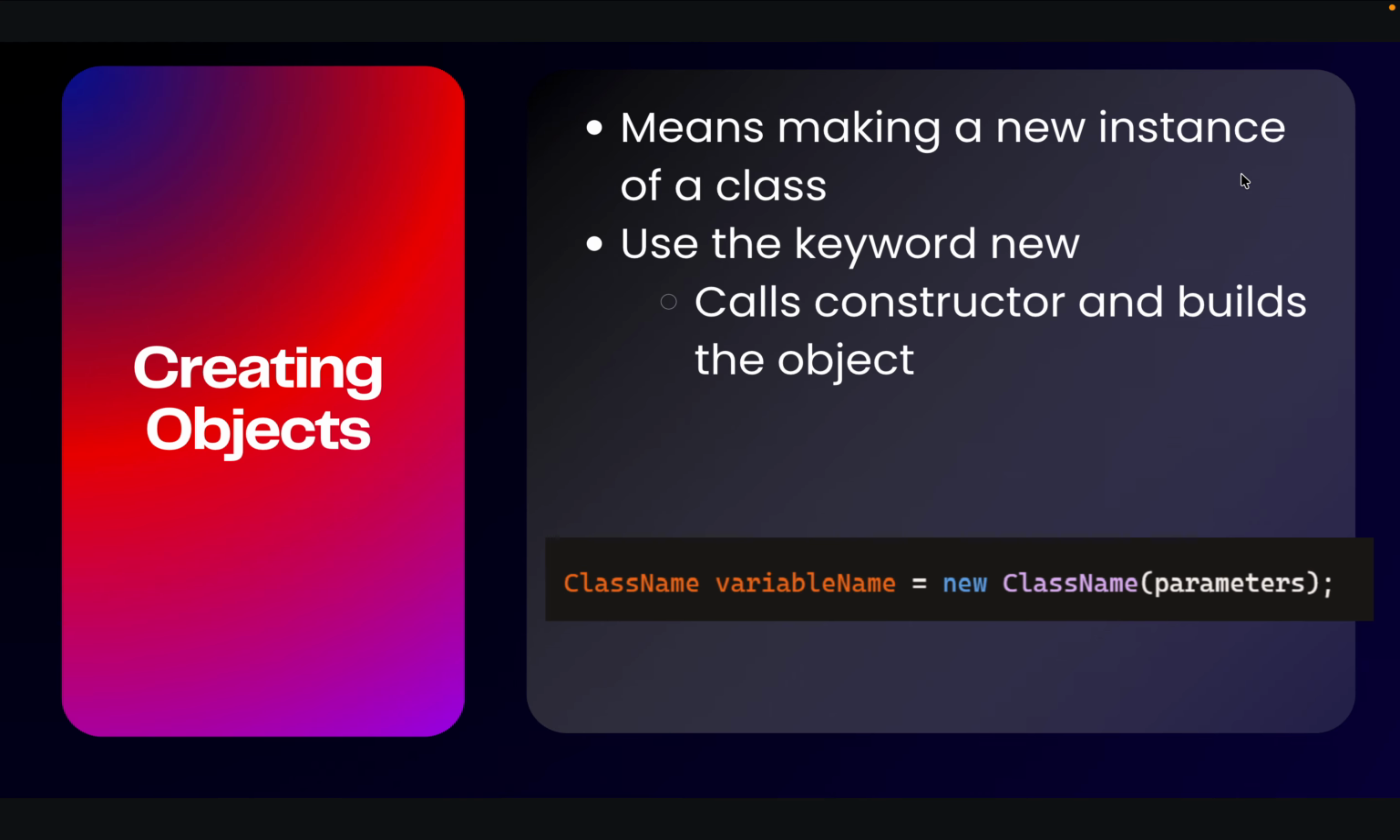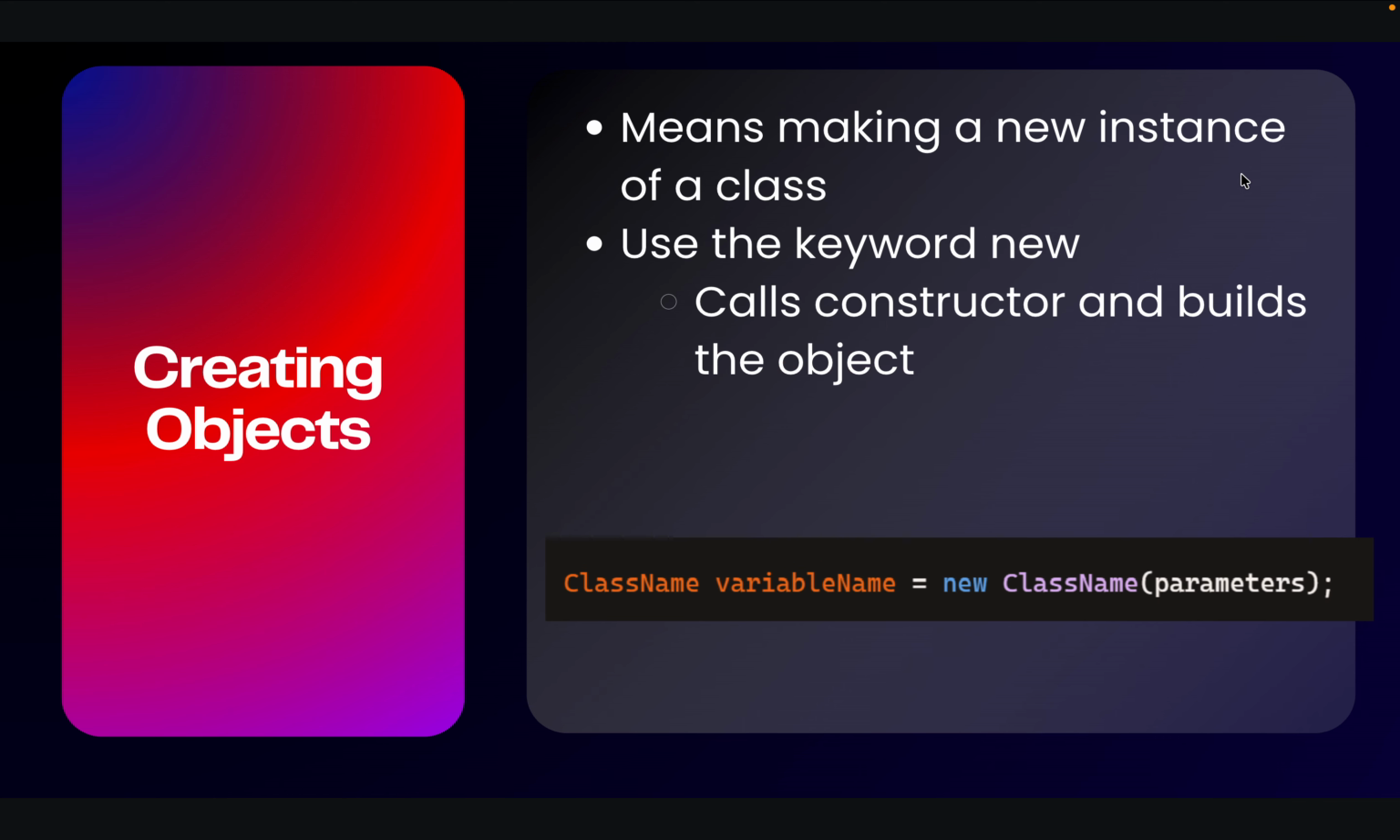When you're creating your objects, this means that you're making a new instance, or a new copy, of the class to work with. And it is done using the keyword new. So you would call a constructor and build the object using that new keyword. And here's an example of that.